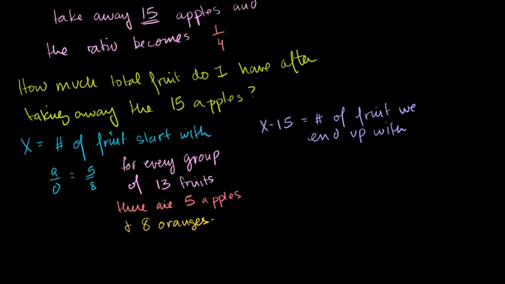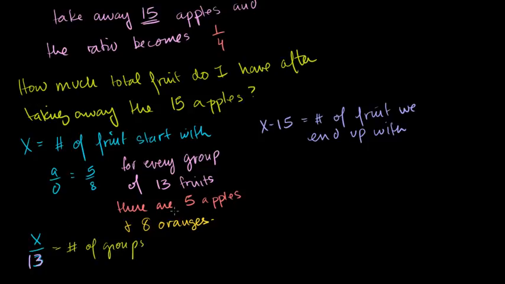And how many groups of 13 fruit are there? Well, I have x total fruit. So if I take x divided by 13, this is the 13 right here. I have 13 fruits per group. I have x total fruit. So this is the total number of groups.